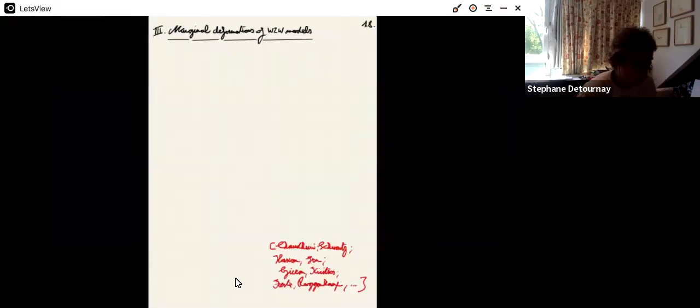We have seen that the SL2R Wess-Zumino-Witten model describes strings on an AdS3 background. So one question we can ask is, how can we describe more general backgrounds?